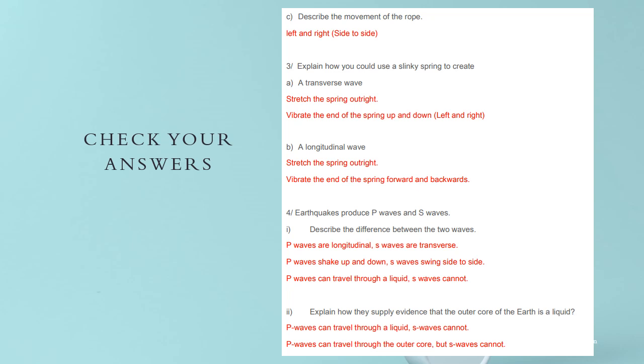Part 2. Explain how they supply evidence that the outer core of the Earth is a liquid. We know that P waves can travel through a liquid, whereas S waves cannot. P waves can travel through the outer core of the Earth, but S waves cannot. This suggests that the outer core of the Earth must be a liquid.